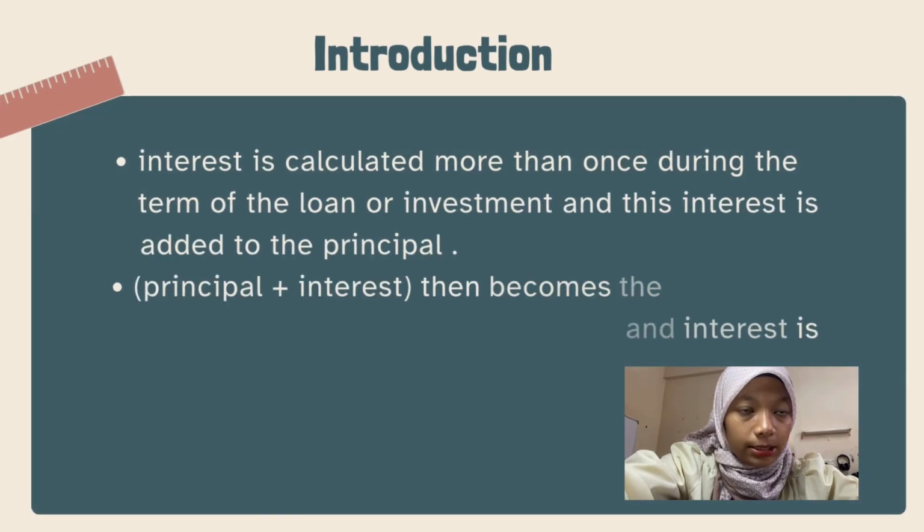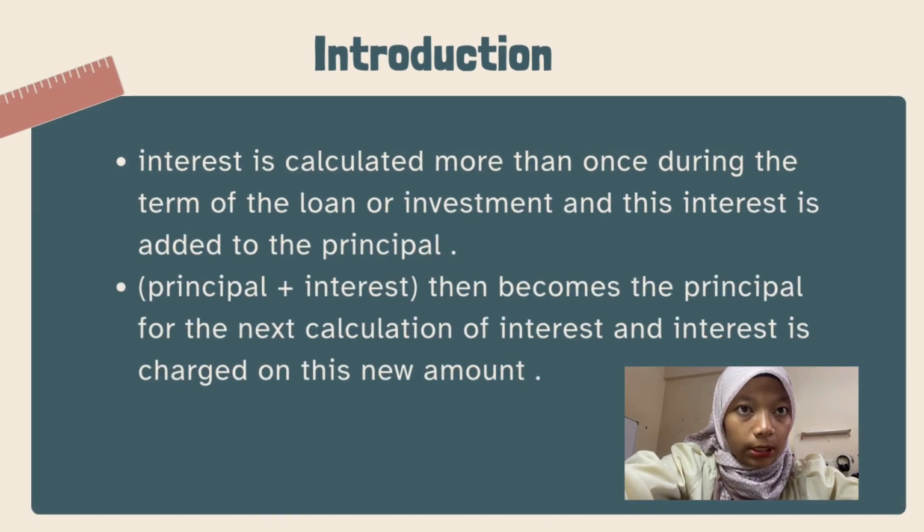Compound interest is calculated more than once during the term of the loan or investment, and this interest is added to the principal. Next, this sum (principal plus interest) becomes the principal for the next calculation of interest, and interest is also charged on this new amount.